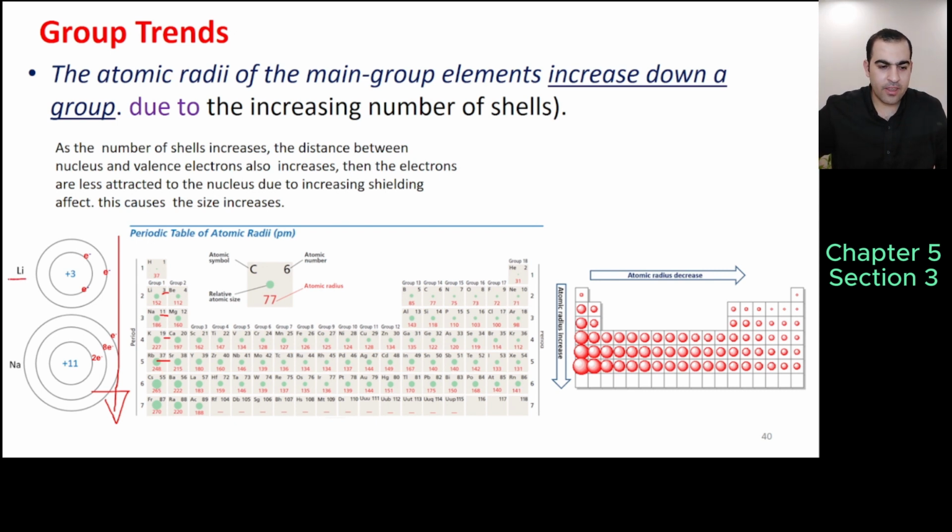Look, this is lithium and sodium. What do you see? The shell numbers have increased. When shell number increases, the distance between the nucleus and the outermost shell increases. So the radius also increases. When shell number increases, electrons get farther from the nucleus. So at that time, radius increases, size increases. Okay, just know this.